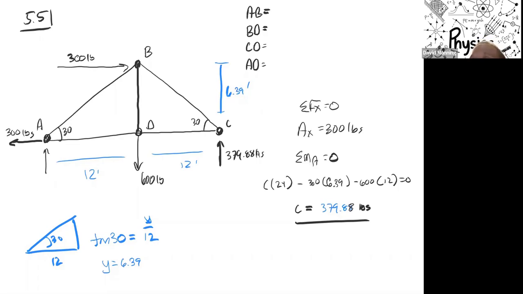And then we can do the sum of the forces in y, set those equal to 0. So that's A plus 379.88 minus 600 equals 0. $220.12.